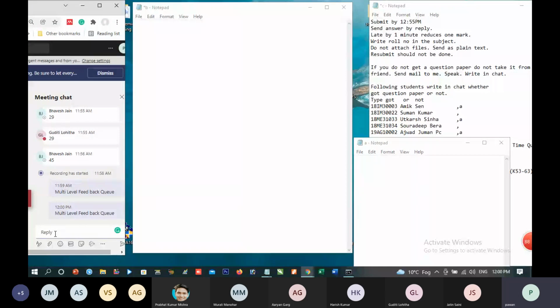Students, today we shall see the multi-level feedback queue. This was designed and it was so important that the Turing Award was given on this topic, which is considered to be a Nobel Prize in computer science. Let us see what that was.